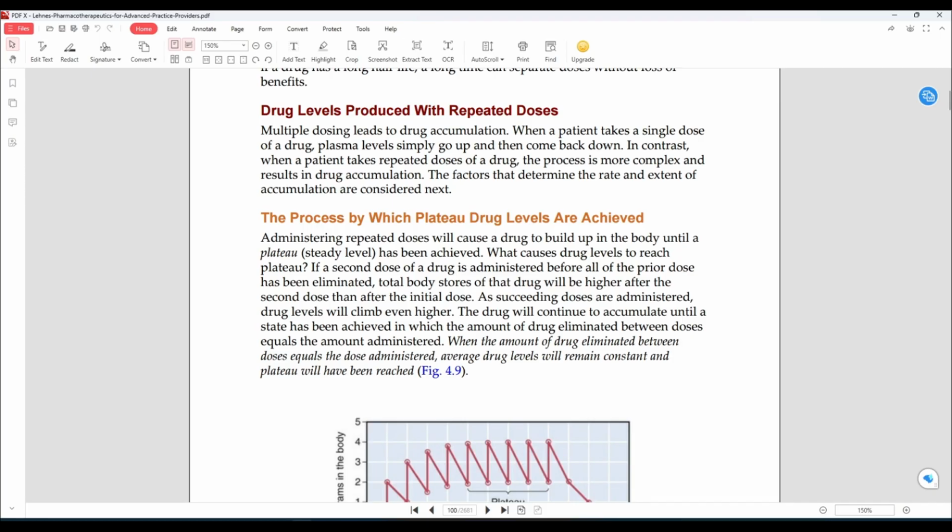Drug levels produced with repeated doses. Multiple dosing leads to drug accumulation. When a patient takes a single dose of a drug, plasma levels simply go up and then go back down. In contrast, when a patient takes repeated doses of a drug, the process is more complex and results in drug accumulation. The factors that determine the rate and extent of accumulation are considered next.